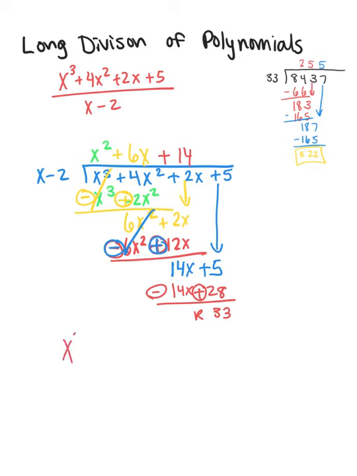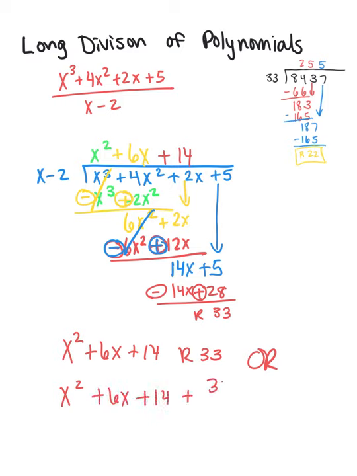I can say x squared plus 6x plus 14 with a remainder of 33, or I can say x squared plus 6x plus 14 plus 33 over x minus 2. And the x minus 2 comes because this is what I'm dividing by, and 33 because that's my remainder. And of course, because I got a remainder, that means that x minus 2 was not a factor of this polynomial. We're going to do another example or two.